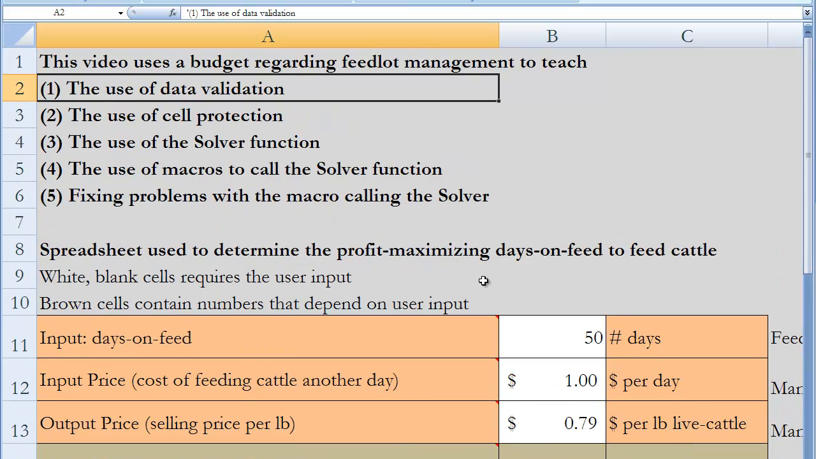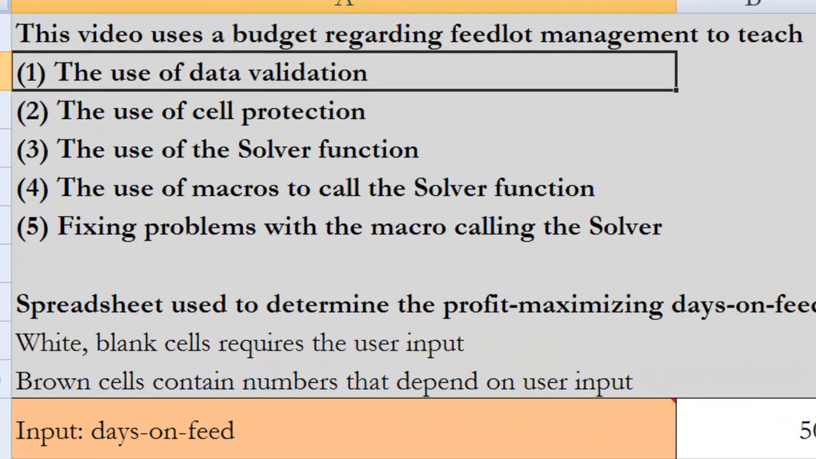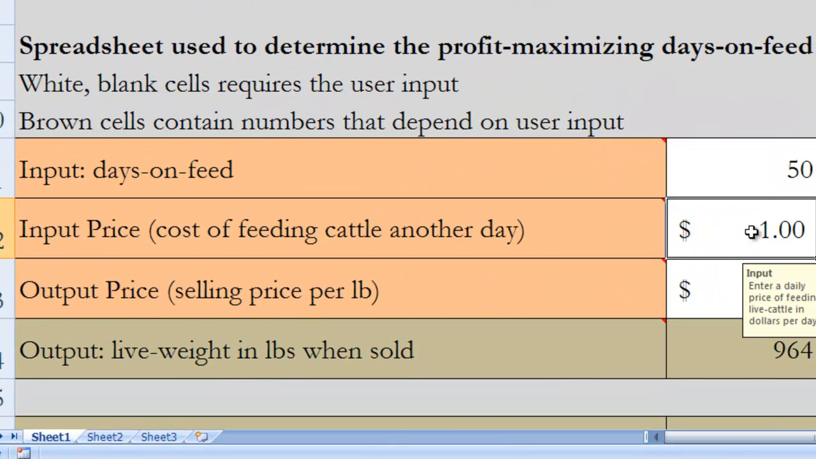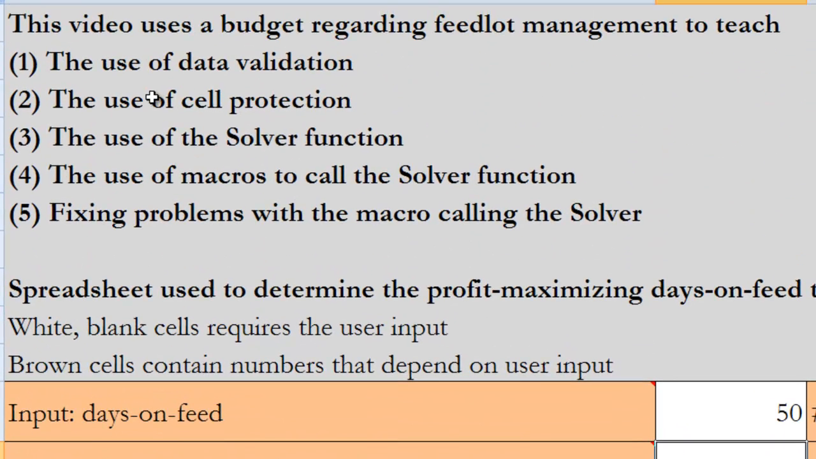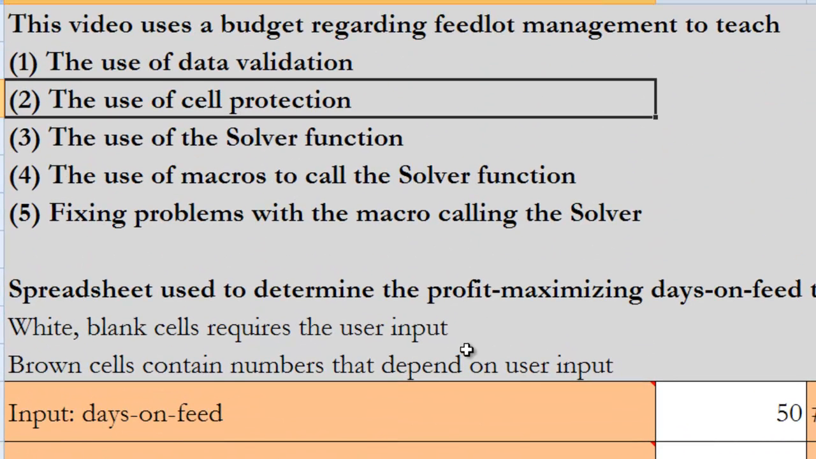In the previous video, we talked about the use of data validation, and that was where we wanted to make sure that when the user came to put in an input price, they put in a legitimate price. They didn't put in a negative number, they didn't put in a letter, and they put in, say, $1 or $1.50, something that is possible. In this video, we're going to talk about the use of cell protection.